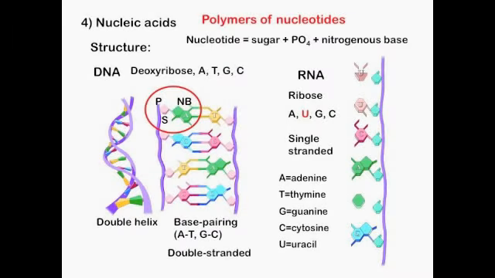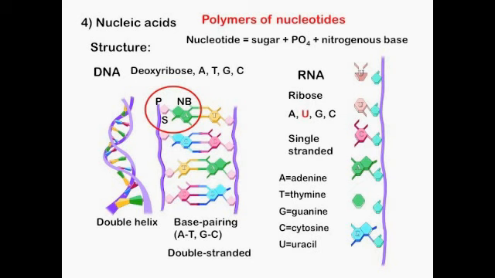Nucleic acids. These are polymers of nucleotides, where a nucleotide is a sugar, phosphate, and nitrogenous base. What you're looking at there on the left is DNA. This is a double-stranded molecule, two DNA strands side by side held together by base pairing, A to T, G to C. You can see there circled a nucleotide with nitrogenous base, sugar, and phosphate indicated respectively.